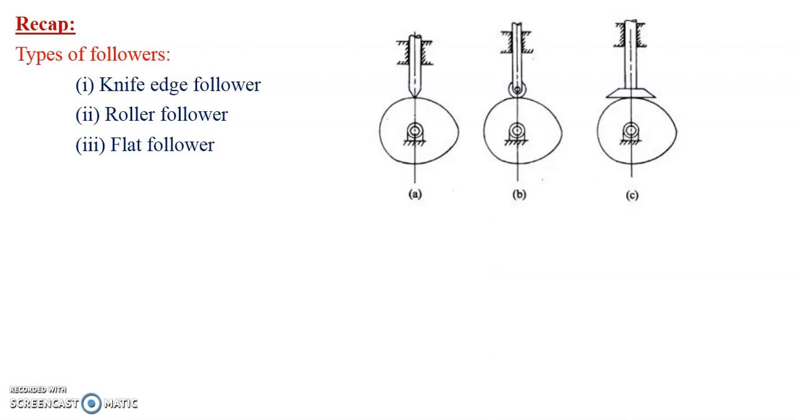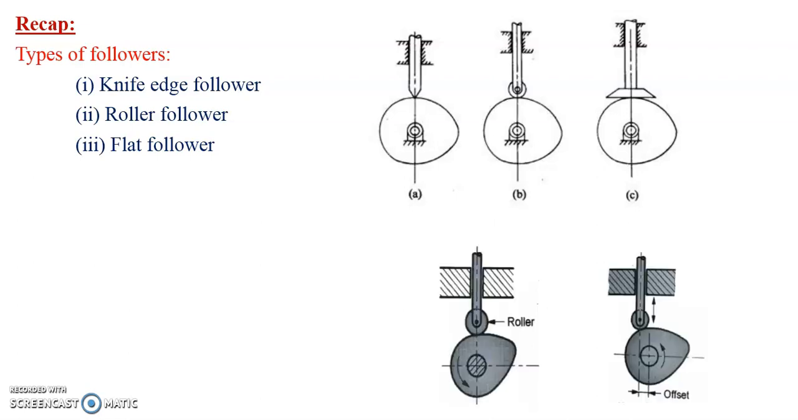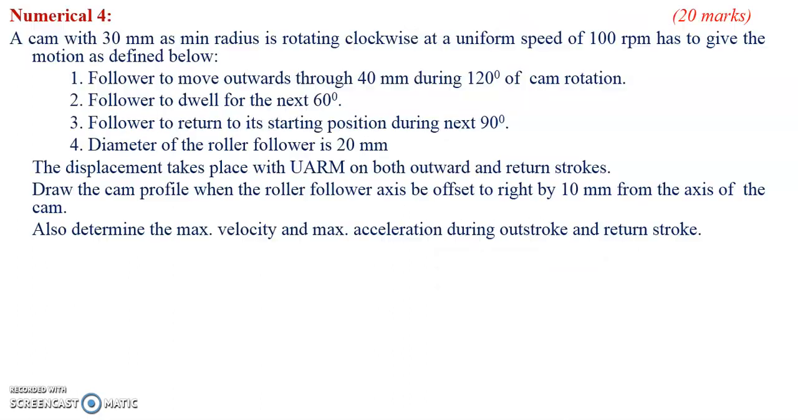So we know there are three types of follower: knife edge follower, roller follower, and flat faced follower, and we saw how to draw the cam profile for the knife edge and the flat face. Today we will see how to draw it for a roller follower. So you see that's the sketch, how it looks like a roller, and then you have the inline follower and then the offset follower. Inline means the follower will reciprocate in line with the cam axis, whereas in offset the follower is offset by some distance.